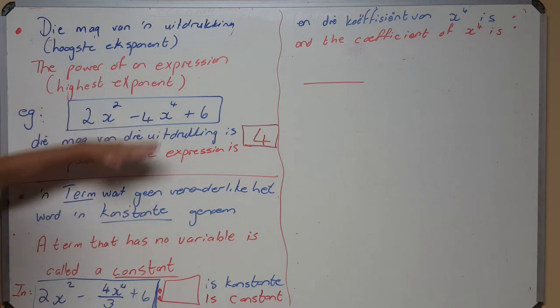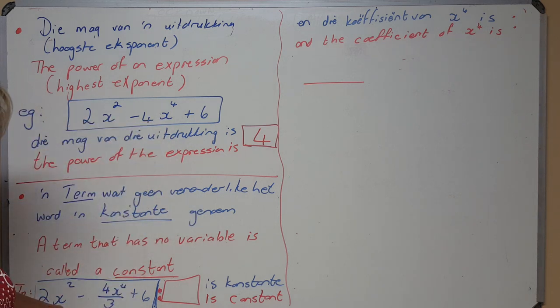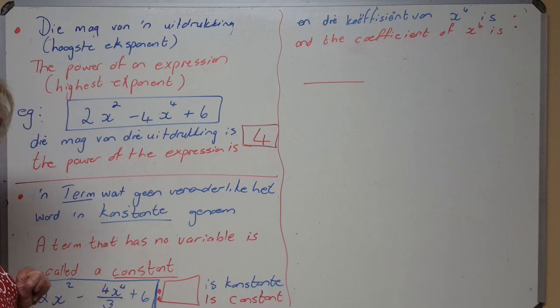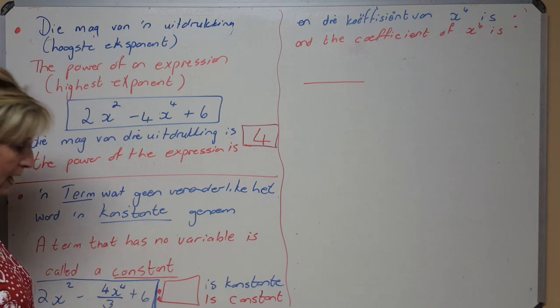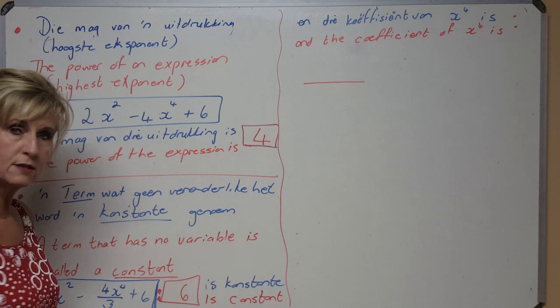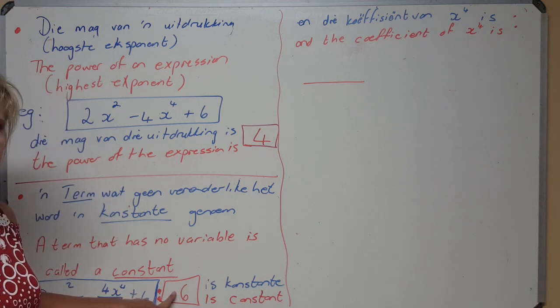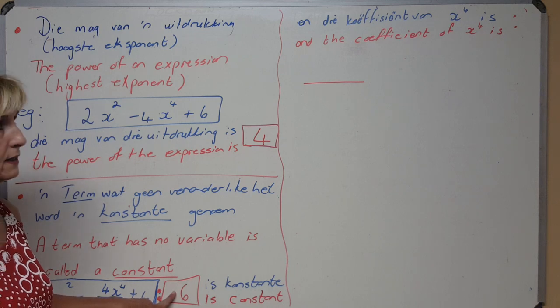So as ek weer kyk na hierdie selfde uitdrukking, dan wil ek weet, wat is sy konstante? What is the constant? The one of the 3 terms that doesn't have any variables is 6. Make sure that you've got the 6, plus 6. You can write a plus 6 if you want. Onthou net, as daar 'n minus gestaan het, moes daar 'n minus gestaan het. If there's a minus, you have to write it.